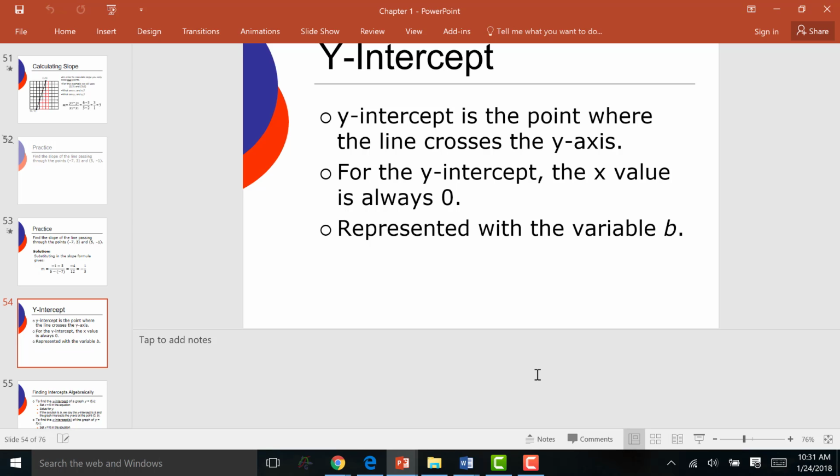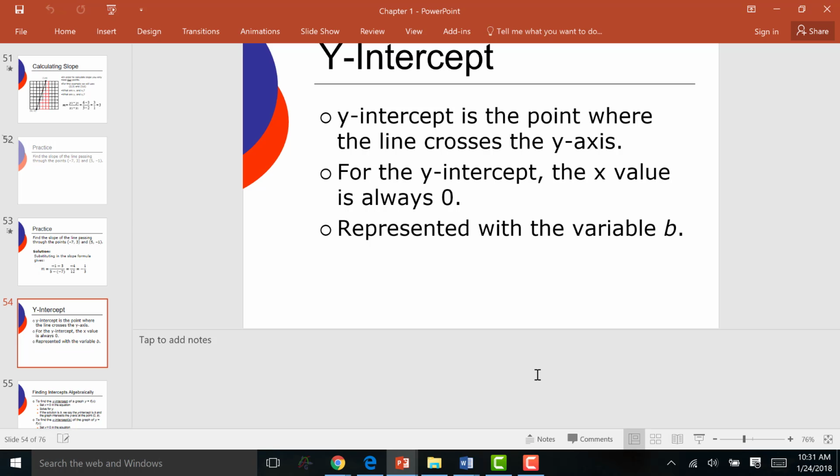Yes, it's represented by the letter b, and let's make sure you're okay with this point. If I have a line right here, and this is 1, 2, and 3, 1, 2, and 3, and I say this blue line crosses at y equals 3. That's my y-intercept. You okay with that? Yes. Can you name that point for me? (0, 3). There we go.